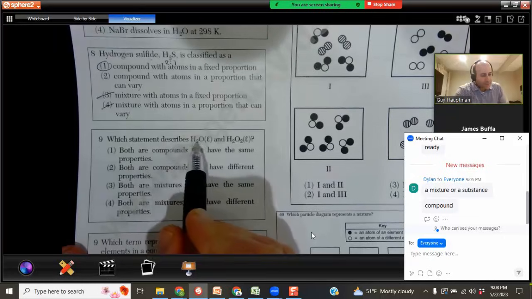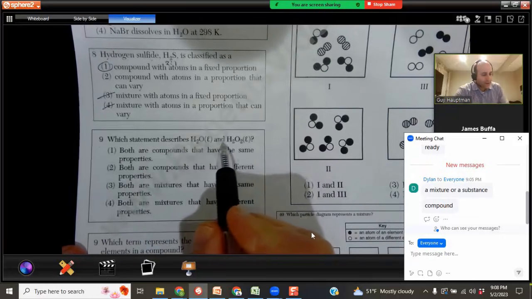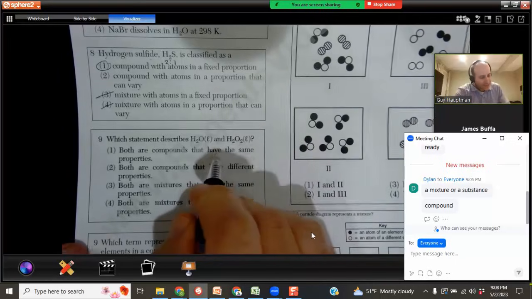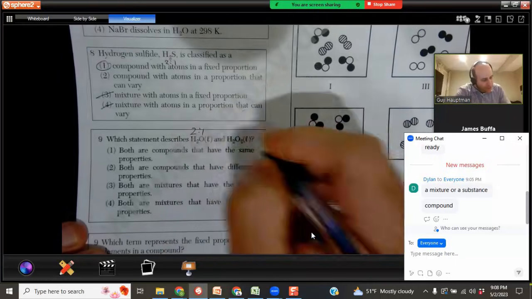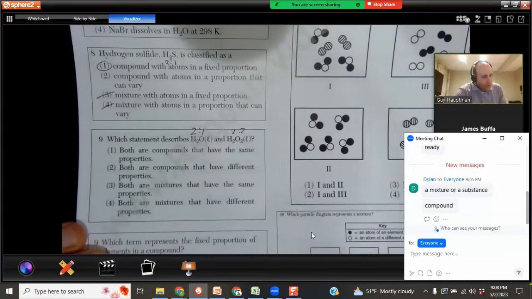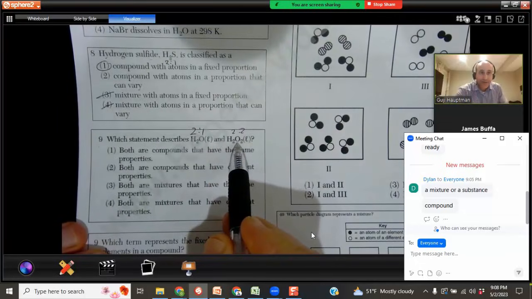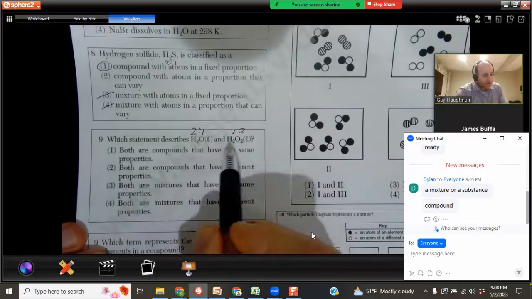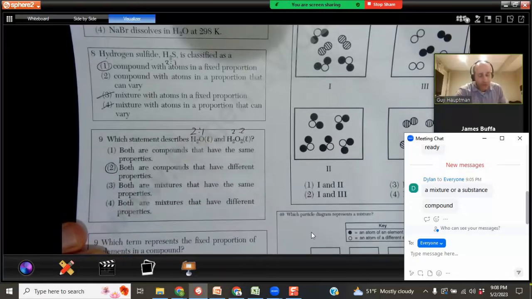Which statement describes H2O liquid and H2O2 liquid? Oh, they look alike, but that right there changes everything. Here we have a 2-to-1 ratio. Here we have a 2-to-2 ratio. So that right there is a completely different compound. They're both compounds, but if they're different, they're going to have different properties. So we're going to go with choice 2. The second you change the proportion, the ratio, it changes everything. Properties are going to be different. Compounds are going to be different.